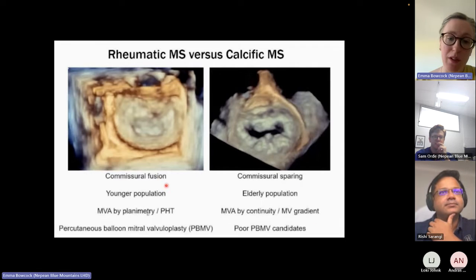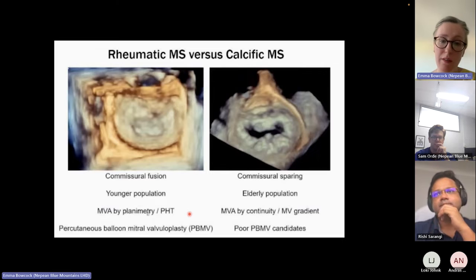As I say, commissural fusion, they tend to be younger, and really the methods that we use for calculating that mitral valve area are going to be with planimetry and pressure half time. So pressure half time was sort of validated only in rheumatic mitral stenosis by Liv Hatle's group back in, I can't remember what decade, but 60s or 70s or something, maybe later. And it's not validated really for use in calcific. We still measure it, but it's not as accurate in calcific MS.